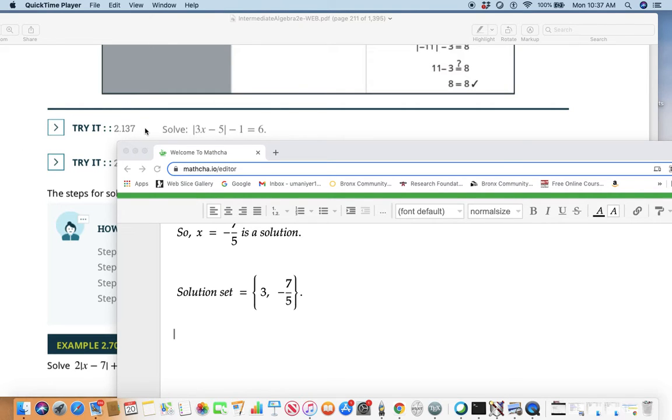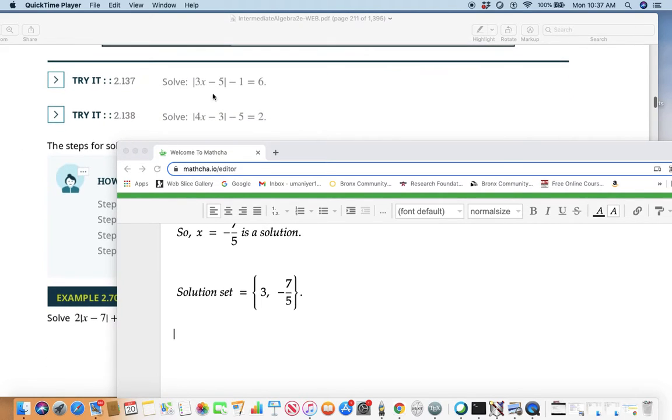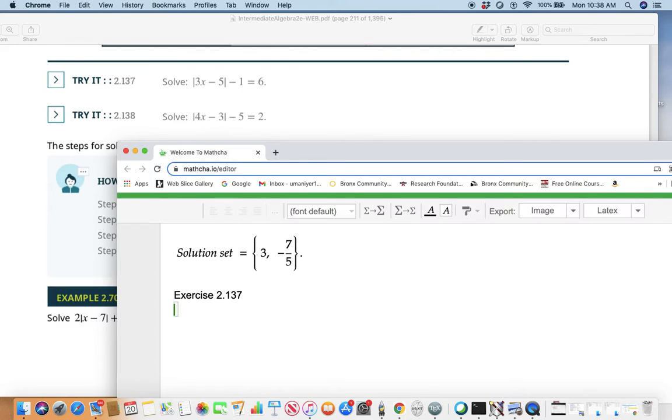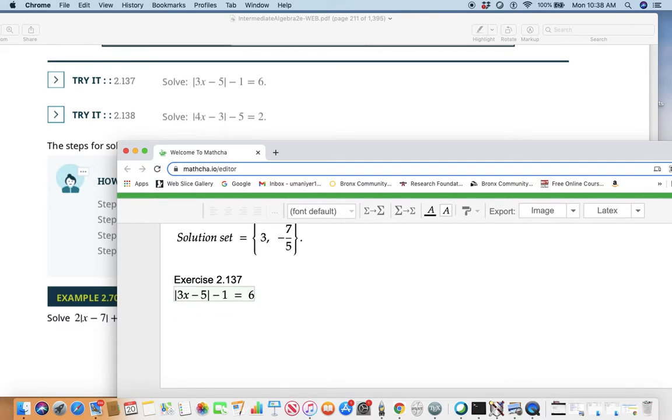Welcome back. Let's try another problem of absolute value equation. So exercise 2.137. Absolute value of 3x minus 5, minus 1 is 6. So the goal is to solve for x.